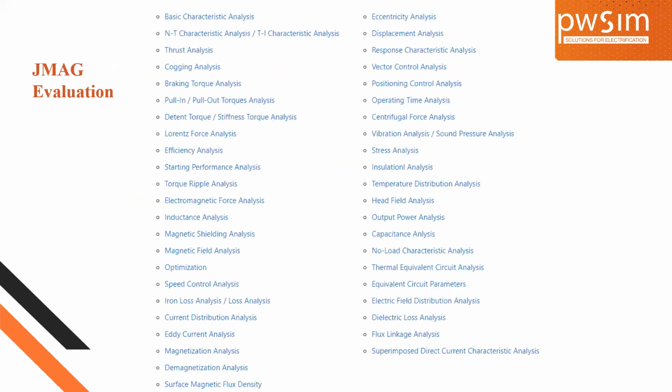And some of the evaluations that we can perform: cogging analysis, NT characteristics, speed and torque with the help of an efficiency map, efficiency analysis, loss analysis, and magnetic flux density. Like this, the entire package we can evaluate. So this is the capability of JMAG.